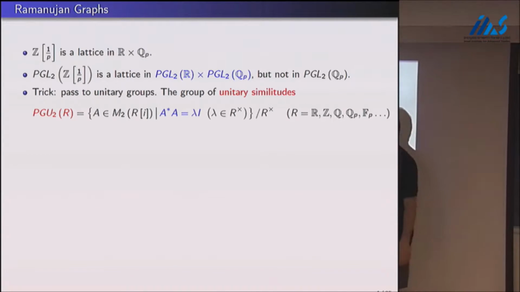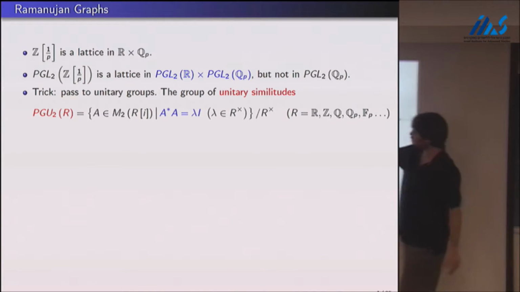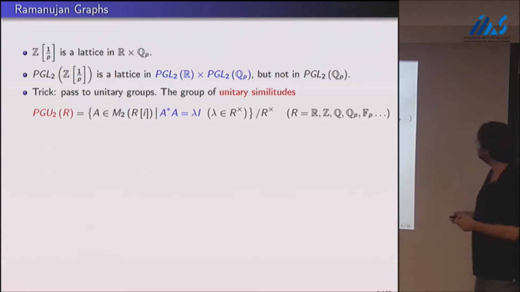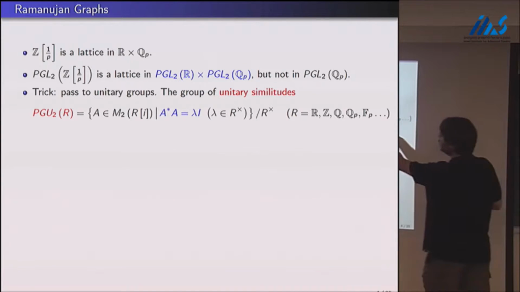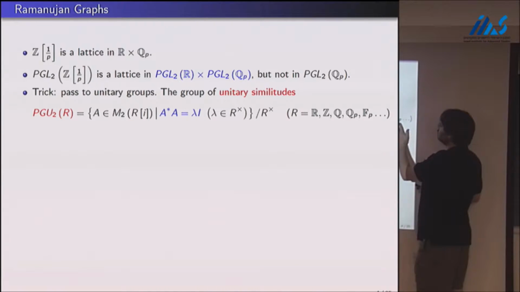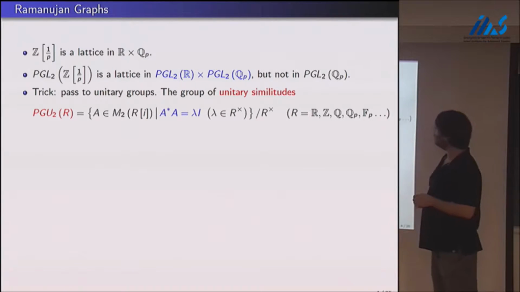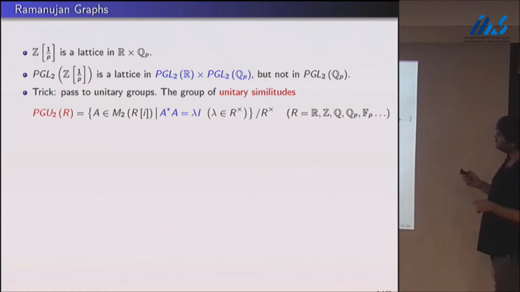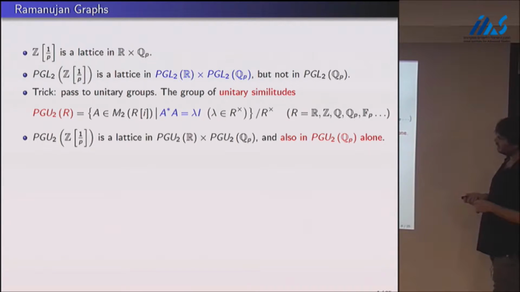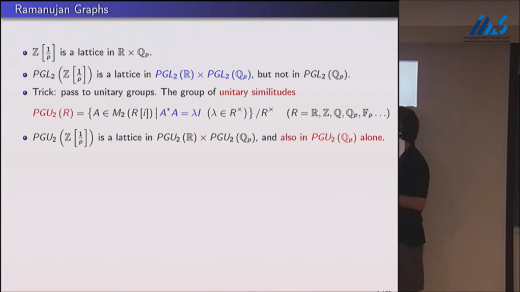So unitary matrices are matrices such that A star A is the identity. I'm also allowing A star A to be a scalar matrix. And eventually I'm looking at the projective group, so I'm dividing by scalars, so it's more or less the same thing, but it's nicer. And R here can be any one of these rings, so we'll take the real, p-adic, rational, and finite fields. And again, PGU(Z[1/p]) is a lattice in PGU(R) cross PGU(Q_p).